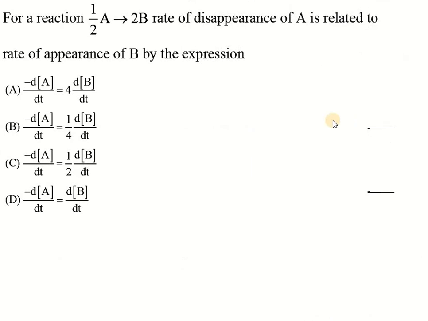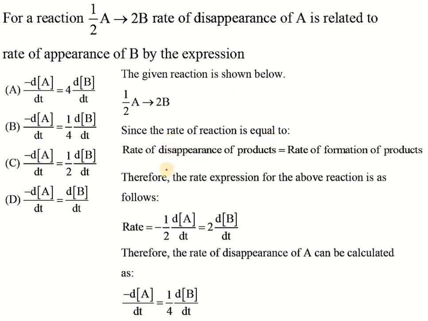Next question. For a reaction A gives rise to 2B, the rate of disappearance of A is related to the rate of appearance of B by the expression. See, if you write a stoichiometric rate equation, minus d by dt of concentration of A is equal to plus 1 by 4 d by dt of concentration of B. Option B is the right answer.